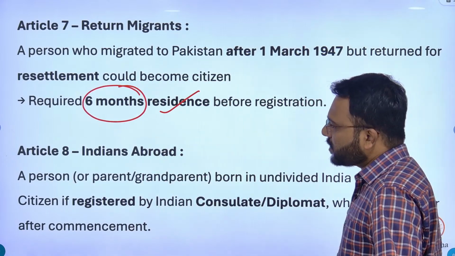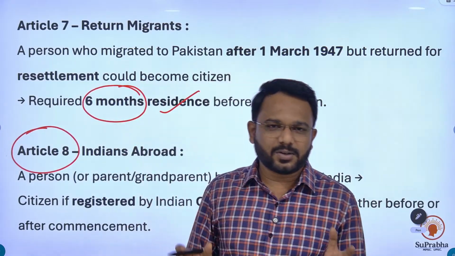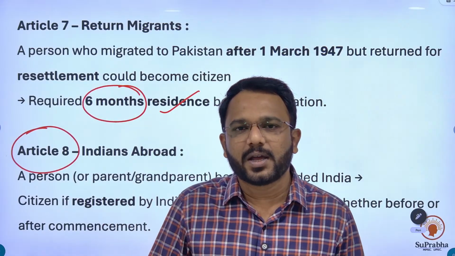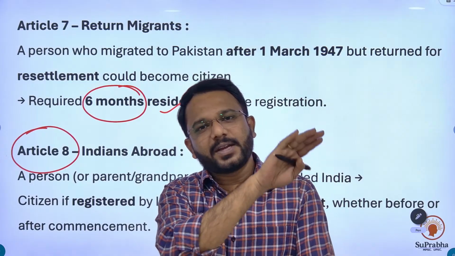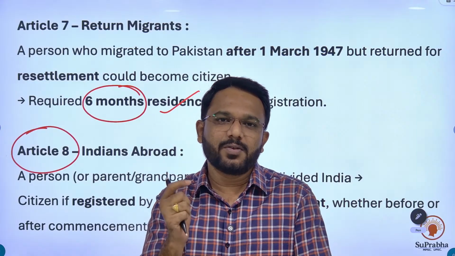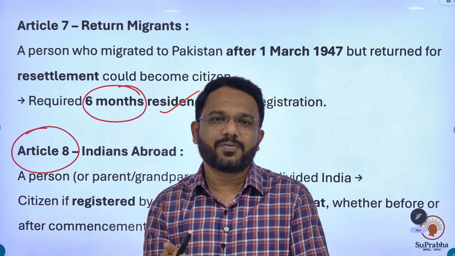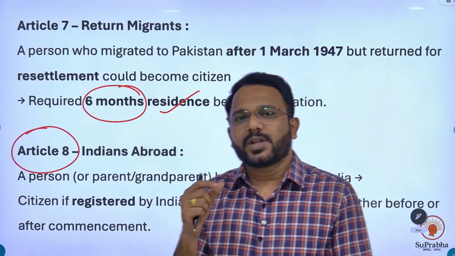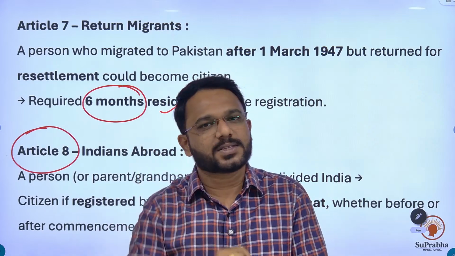Okay, so next comes Article number 8. What are the provisions of Article number 8? We have discussed the individuals who have migrated to India from Pakistan. Second, we have discussed the individuals who have migrated to Pakistan but later came back to India for resettlement. Now, what about the individuals who were not residing in India or Pakistan?